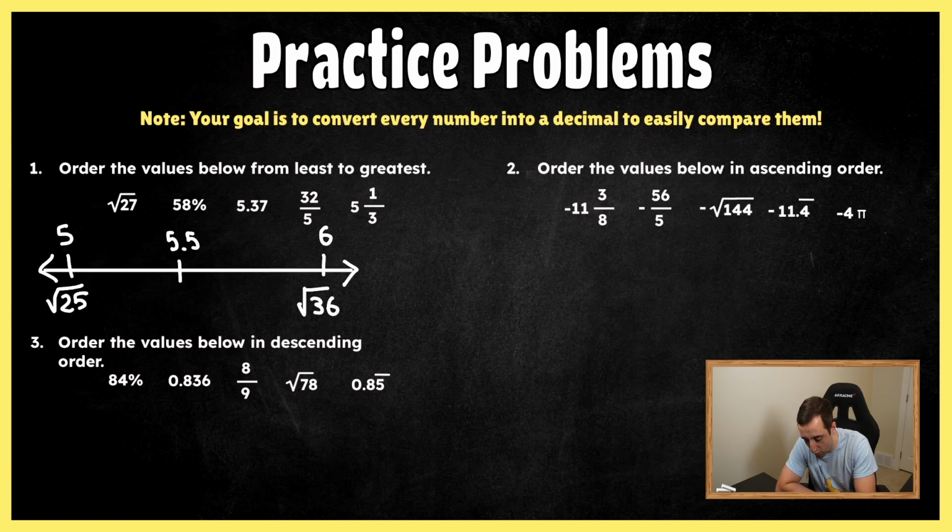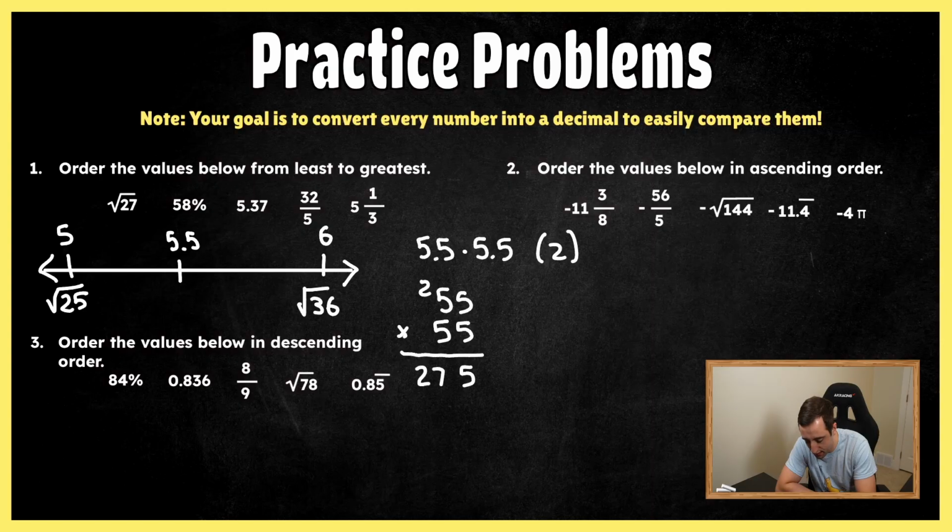So just like we did before, we're going to do 5.5 times itself. There's two numbers behind the decimal points, so we're just going to put a 2 in parentheses, and now we're going to multiply, ignoring the decimals entirely. So we're going to do 55 times 55. 5 times 5 is 25. We carry the 2. 5 times 5 is 25 plus 2 is 27. We move down to the next line by adding a 0. 5 times 5 is 25. We carry the 2. 5 times 5 is 25 plus 2 is 27.